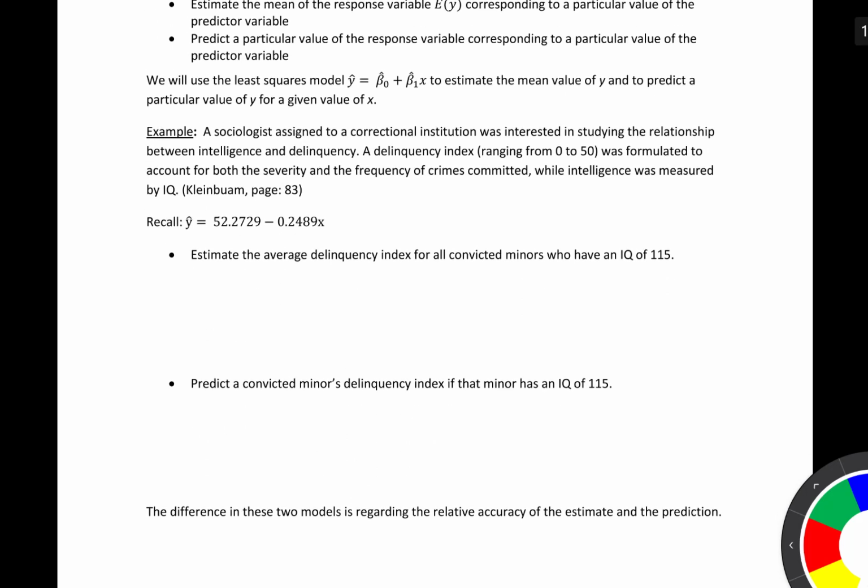So we're going to go with that example that we've been looking at all along with our delinquent minors, and recall that we already fit this model and got the following. And we're going to pretend that we found that this was a useful model. We did see it had a pretty low R-squared in the previous note set, but for the sake of illustration, we're going to proceed forward.